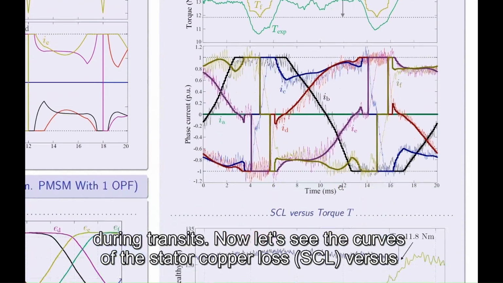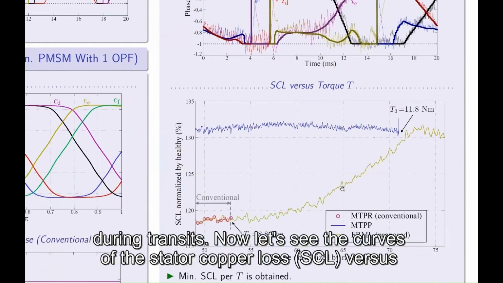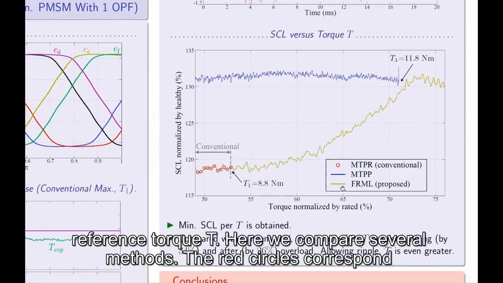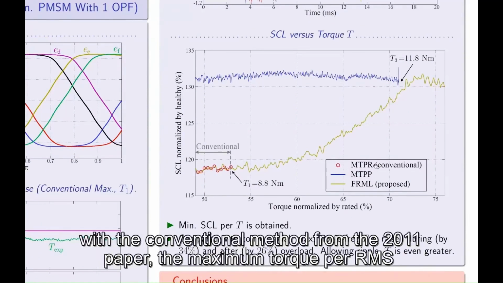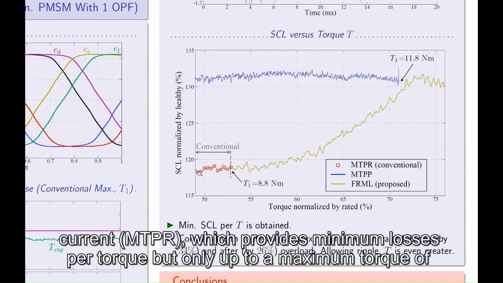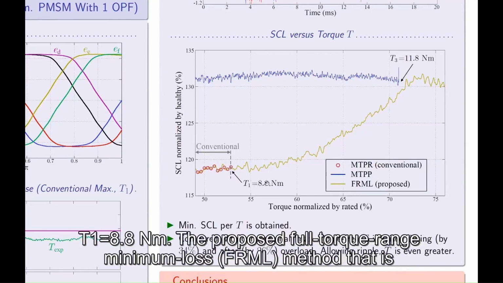Now let's see the curves of the steady state torque copper loss versus torque reference T. And here we compare several methods. So the red circles correspond with the conventional methods from the 2011 paper, the maximum torque per RMS current, which provides minimum losses per torque, but only up to a maximum torque of 8.8 Newton meters.